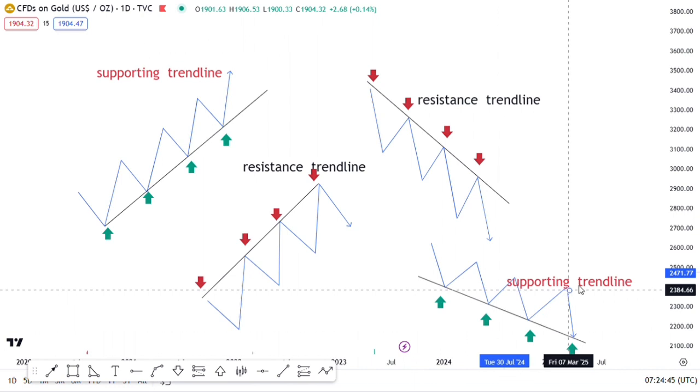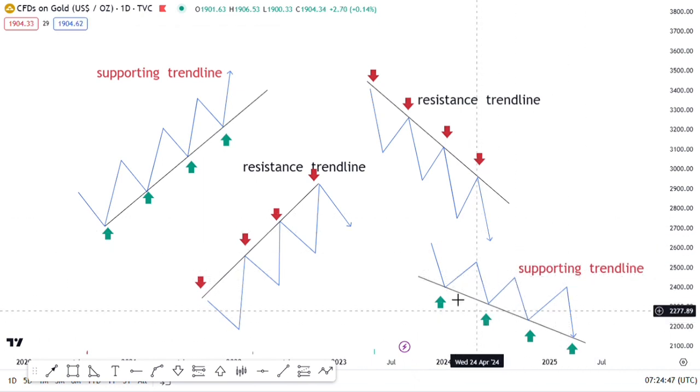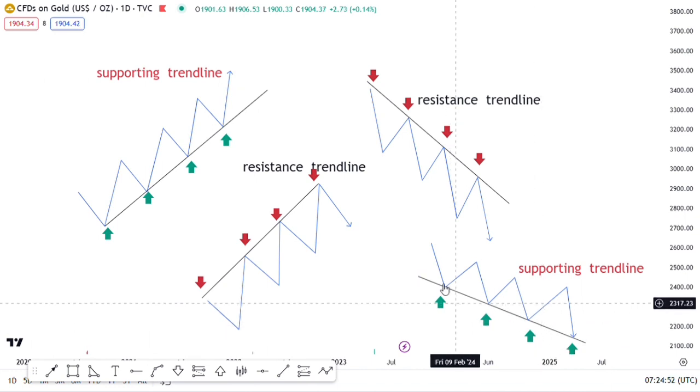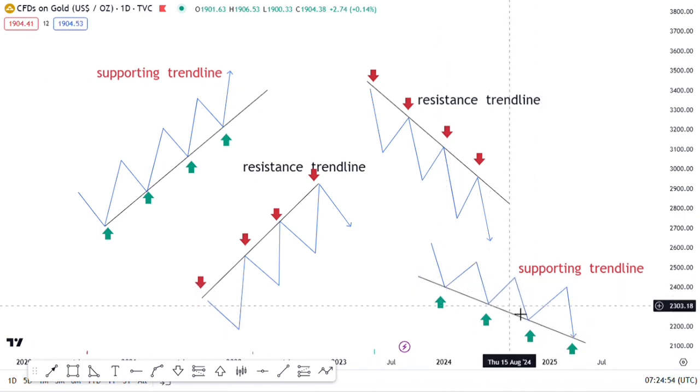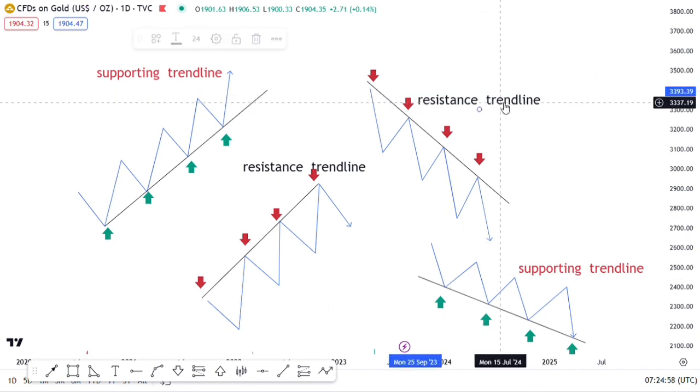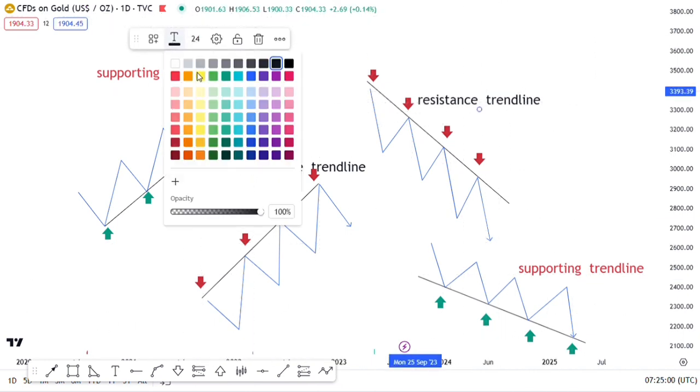You just gotta expect a push. This is our supporting trend line. You connect through the touches. And here, this is our resistance trend line. You connect through it to the touches.